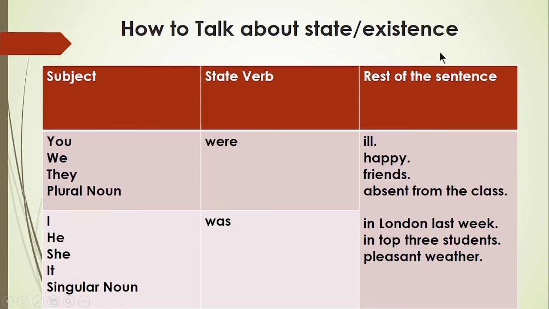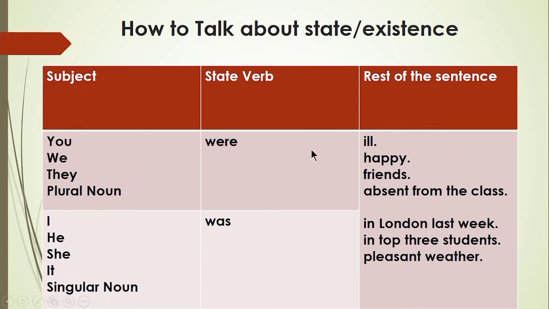How to talk about state or existence? We have briefly talked about it in the start, but here I'll talk about state and existence in detail. First, we have the subject. If the subject is you, we, they, or a plural noun, they are followed by were. And if the subject is I, he, she, it or a singular noun, they are followed by was and then an adjective or preposition, etc.